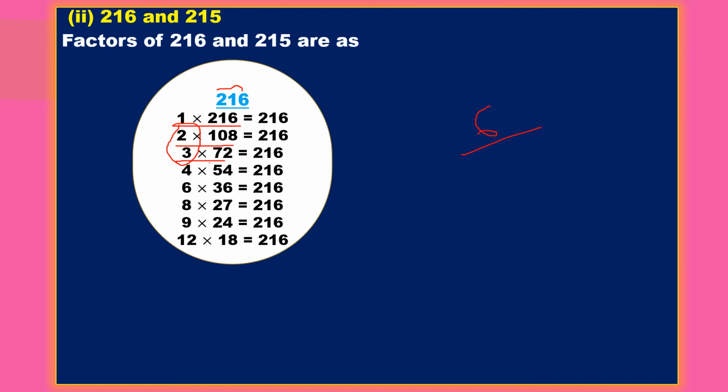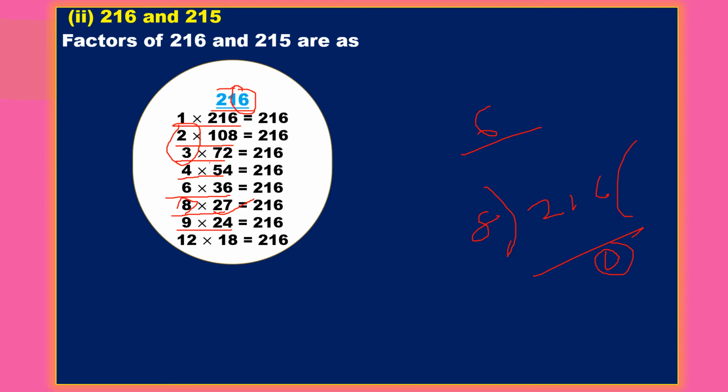Okay, next, the 4 table also goes, because the last two digits are 16, and 16 goes in the 4 table, so 54 times, that is 216. Next, 6 table, 36 times. Next, 8 table, 27 times. The 8 table rule is that the last 3 digits should be divisible by 8, so you divide this 216 by 8. If you get the remainder as 0, then this number is divisible by 8. Okay, so it is divisible 27 times.